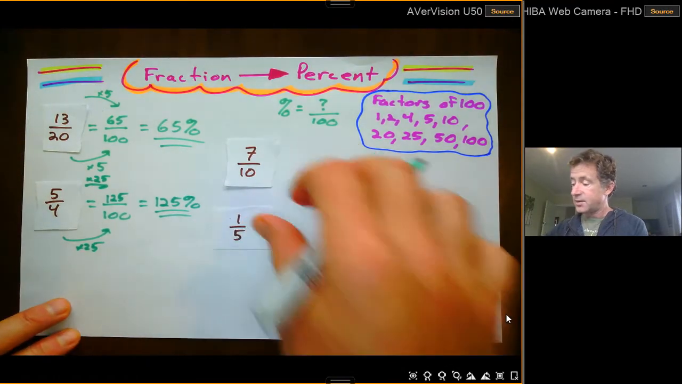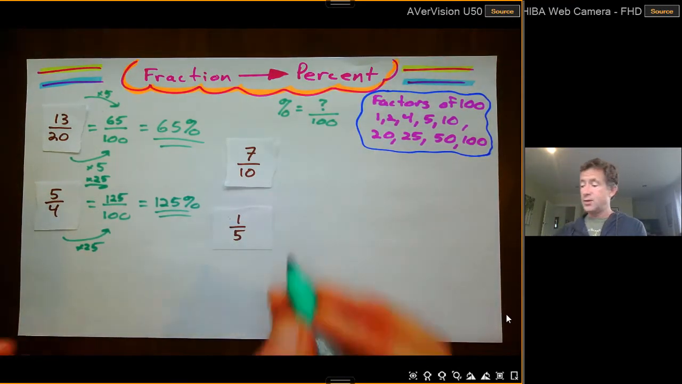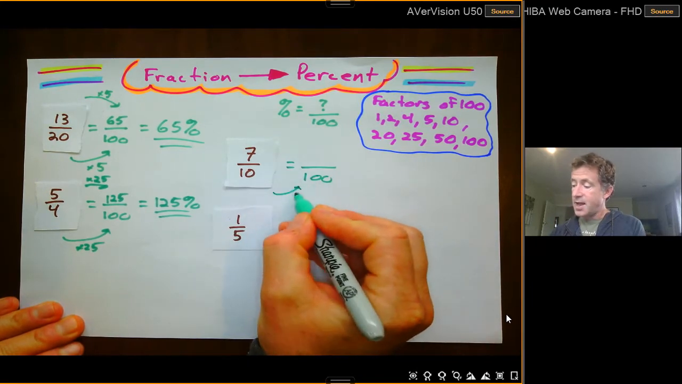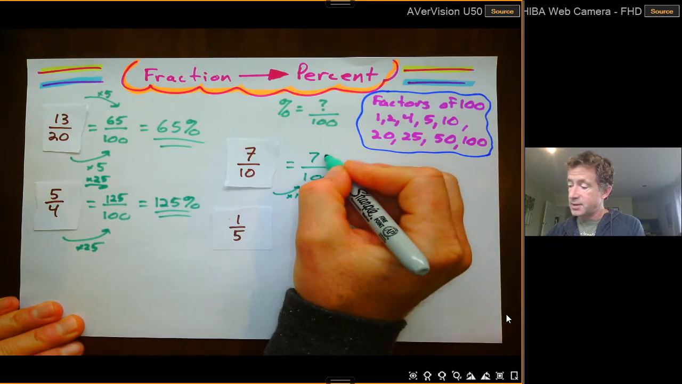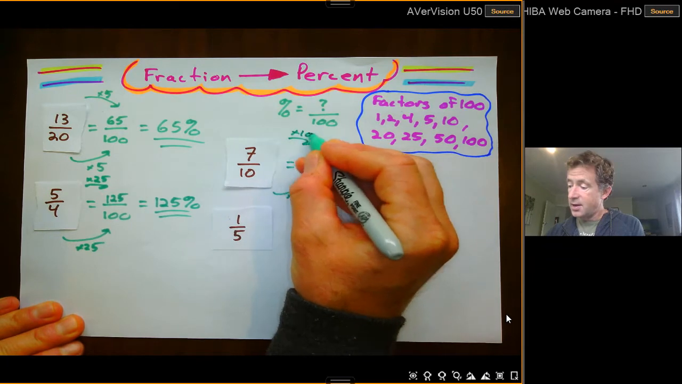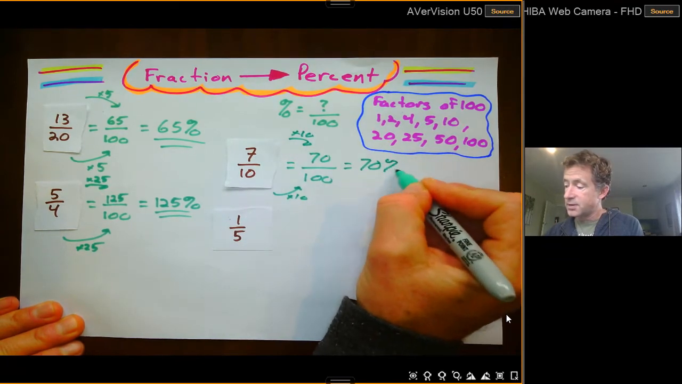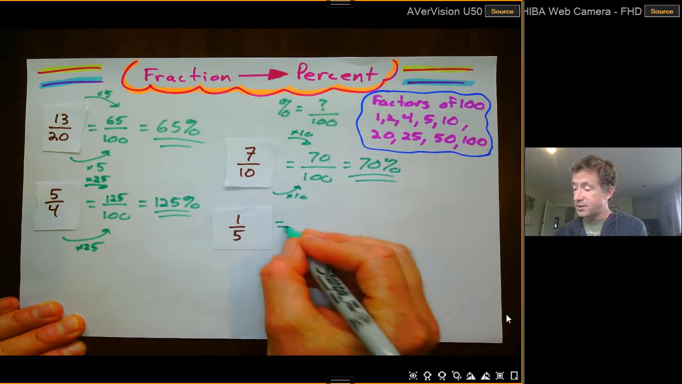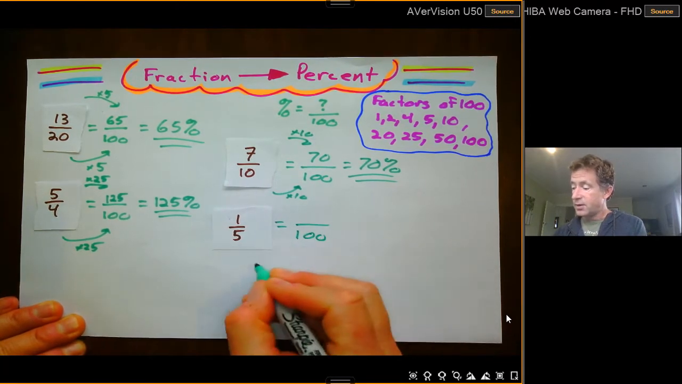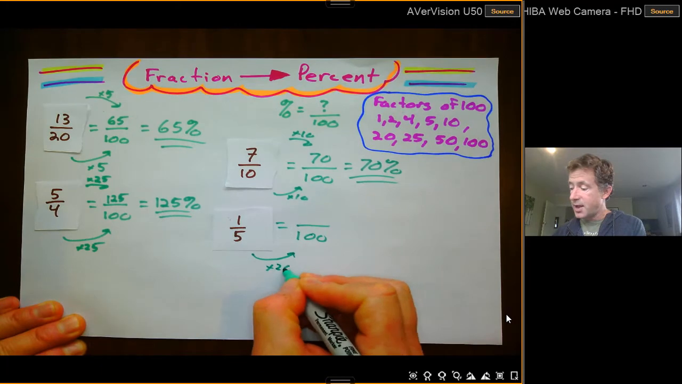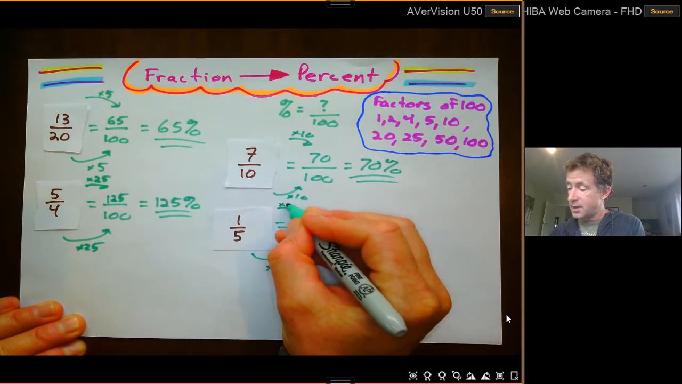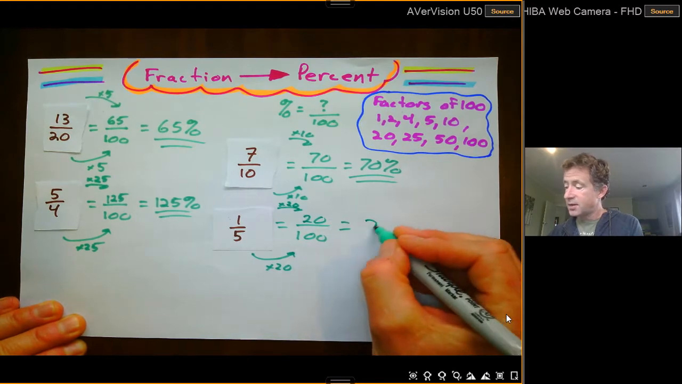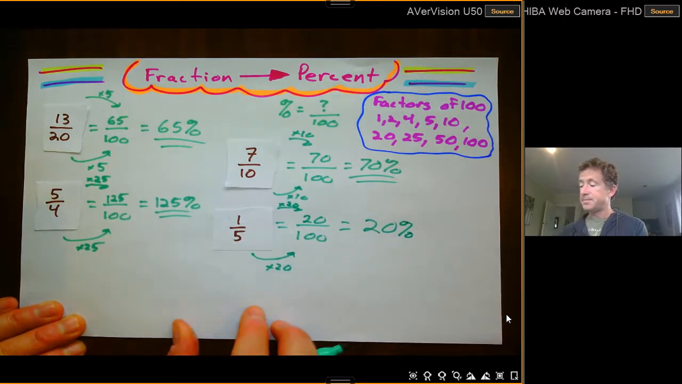Okay, so we got 7/10, we got 1/5, and we can do these. 7/10 is what out of 100? That's times 10, so we get 70%. And 1/5, what is that out of 100? 5 goes into 100 20 times, so 1 is going to be times 20. 1 times 20 is 20, and of course 20 out of 100 is 20%.